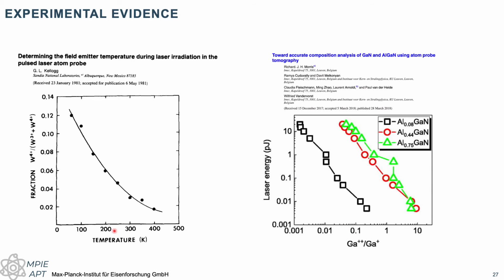There are experimental proofs that we can track the field through the charge state, as I've mentioned before. If we start increasing the temperature, we can see that the charge state on average drops. So the field actually drops on average. This also applies if we track the laser pulse energy, which means that as we increase the laser pulse energy, we increase the temperature at which the field evaporation takes place. And this results in a change in the charge state and the field.